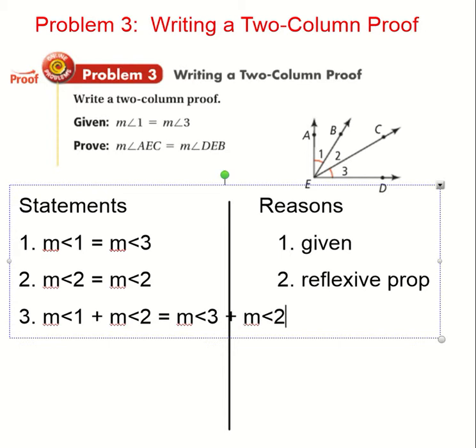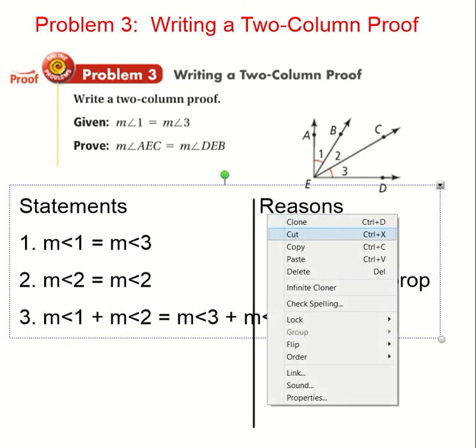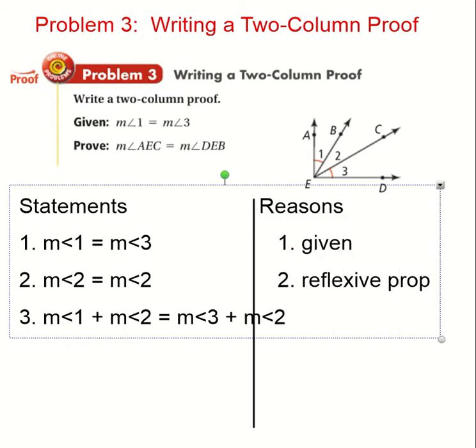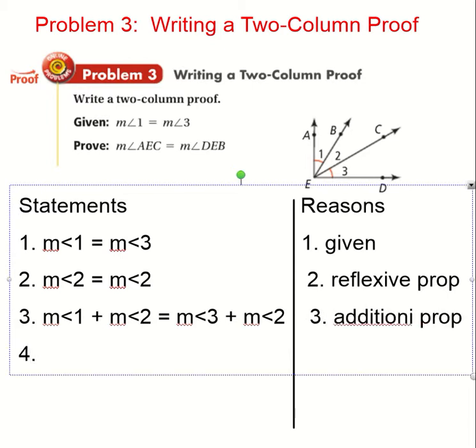I am already running out of space, so maybe I should move. I'm going to pause it right here and just try and fix my formatting a little. And my formatting's a little better. Remember we said we could add angle 2 to both sides by the addition property. So, addition property. Now we're on to step 4.